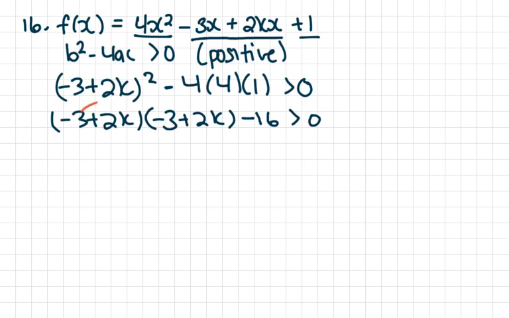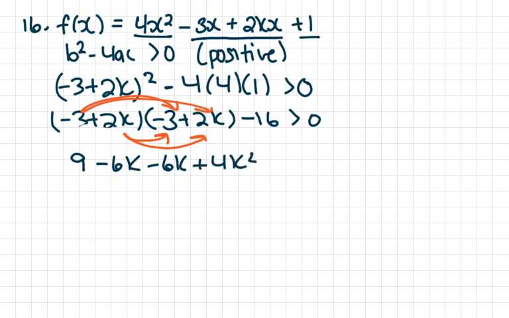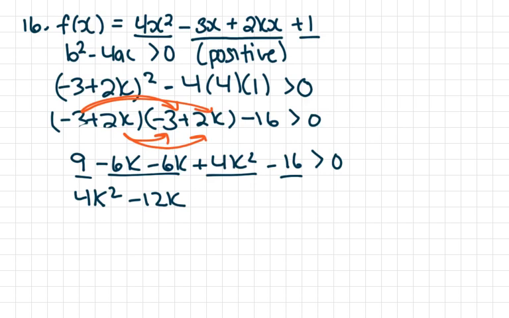If I expand this out, I'll be left with 9 minus 6k minus 6k plus 4k squared, and then minus 16 on the end. I'm just going to simplify that and rearrange it right away into standard form. So 4k squared minus 12k, and then 9 minus 16 is negative 7, is greater than 0.